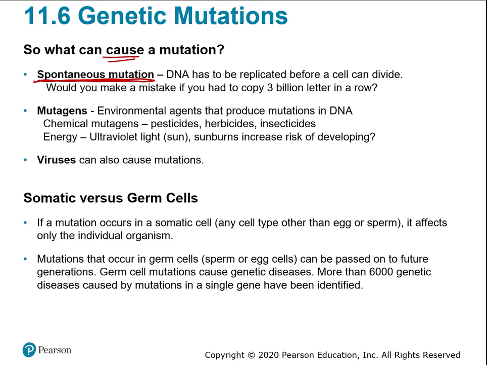So you would think the cell does make mistakes. When the cell is trying to copy DNA before it divides, it might make a mistake. So they call that spontaneous. So these are like random errors that can occur. But another reason that you can have a mutation is because of things called mutagens. So mutagens are materials, environmental agents that can cause a mutation. One of those things is chemicals.